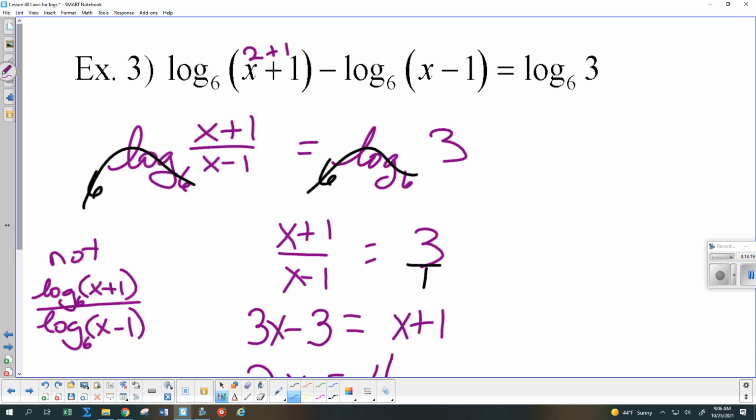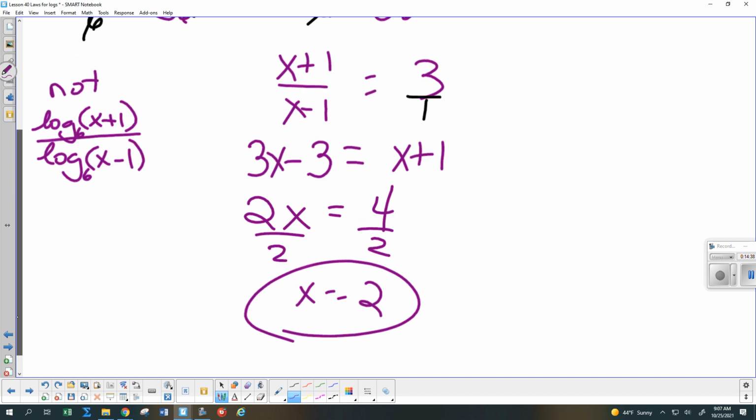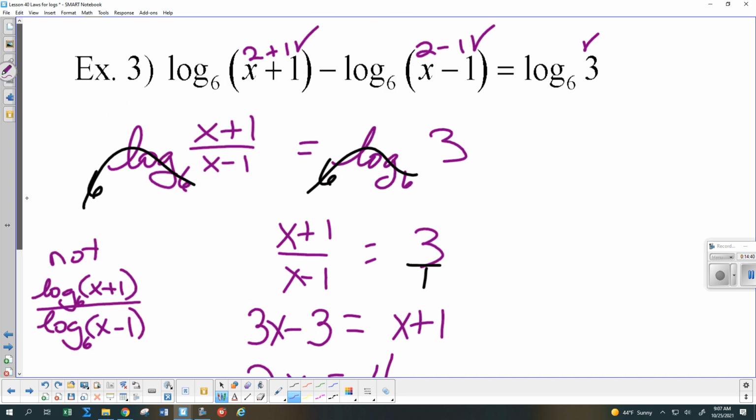2 plus 1, is that positive? So we're good. 2 minus 1, is that positive? So we're good. 3 is always positive. So this one works just fine, and we keep the x equals 2. Notice on that, I did not say x is positive, so it works. I went back and checked what happens when I put the 2 into those arguments. What do I get?